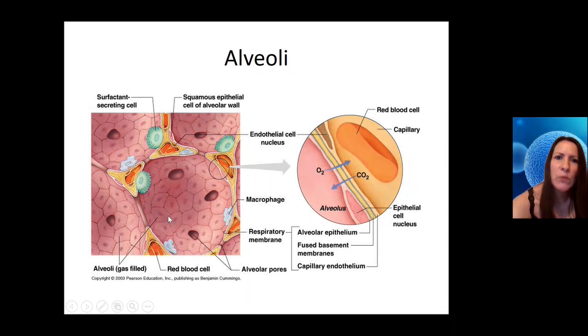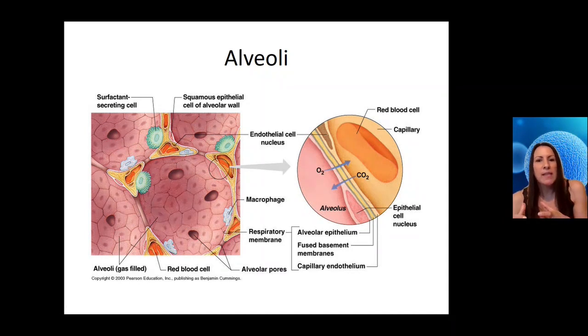The squamous epithelial cells usually get referred to as type 1 cells, and then we also have surfactant secreting cells, which are sometimes referred to as type 2 cells. There are fewer of these, but they help secrete alveolar surfactant, a fluid which helps reduce surface tension and keep the alveoli inflated.